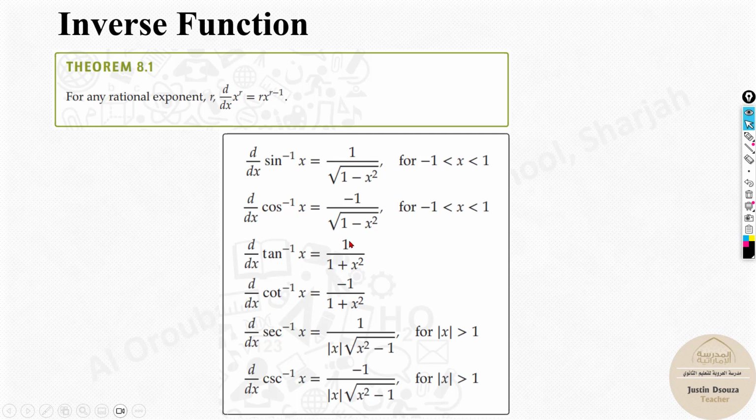But what about tan and cot? It's 1 by 1 plus x square, and it's minus 1 by 1 plus x square. What about secant? Secant is 1 by magnitude of x, root of x square minus 1, and it's minus for cosecant. If you just look at them, you will see the pattern. There is always a root for sine and secant. But tan and cot, there is no root. Tan and cot is plus, whereas the others there's minus. But it's very important to understand sine starts with 1 minus. Tan, it's 1 plus. Here it is x square minus. Okay. So this is the thing.